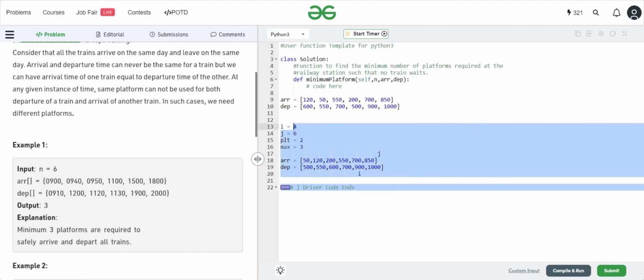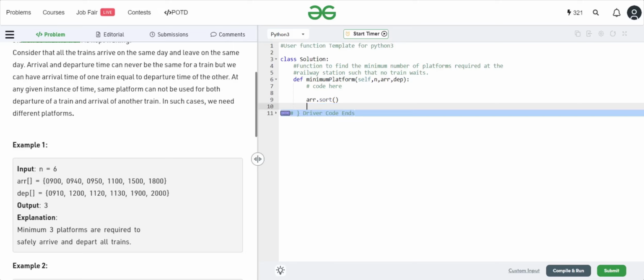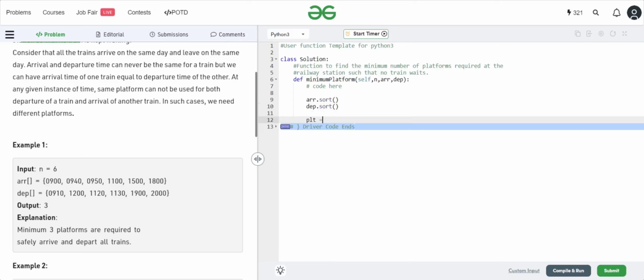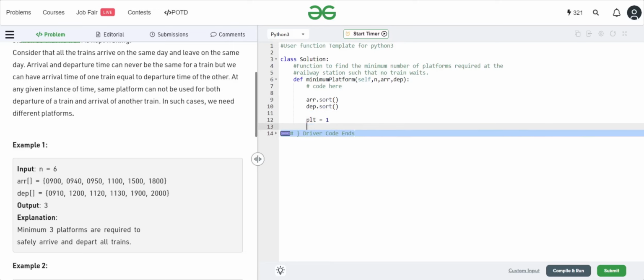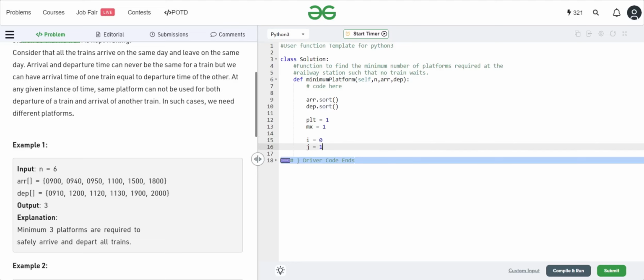Okay, so now let's code the solution out. To code the solution, let's first just sort both the arrays: arrival.sort and departure.sort. And we'll just keep a platform counter equal to 1 and a max counter equal to 1. Now we'll keep our I pointer equal to 0 and our j pointer equal to 1.